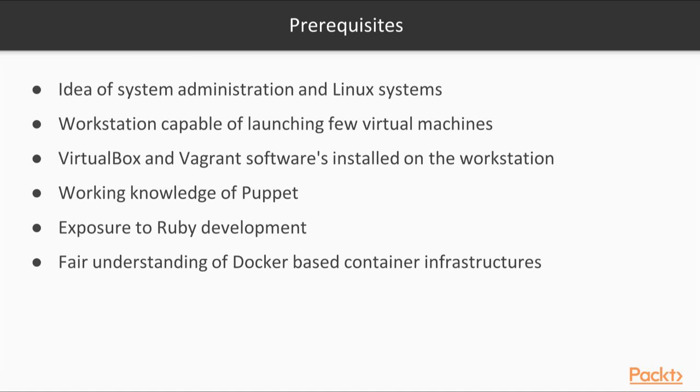The basic prerequisites of this course are some idea of system administration and Linux systems, a workstation capable of running a few virtual machines, and the Vagrant and VirtualBox software installed on the workstation. As this is an advanced course, some working knowledge of Puppet is required, along with fair knowledge of Ruby development and container-based infrastructure using Docker.